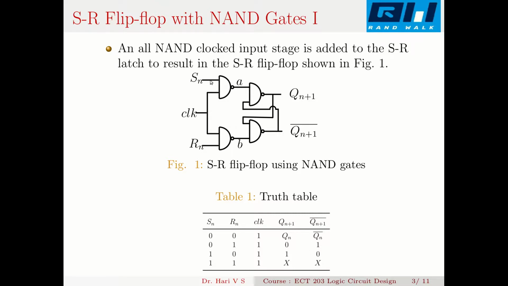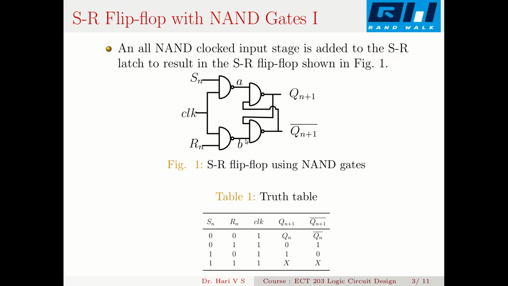Now, what if this input S is 0 and R equal to 1 and the clock is high? If this S equal to 0, that means A will be 1, because if one of the inputs of a NAND is low, the output becomes high. And this Rn is a 1. So here it is a 1 and 1 complement. This becomes a 0. So this is a 1 and this is a 0.